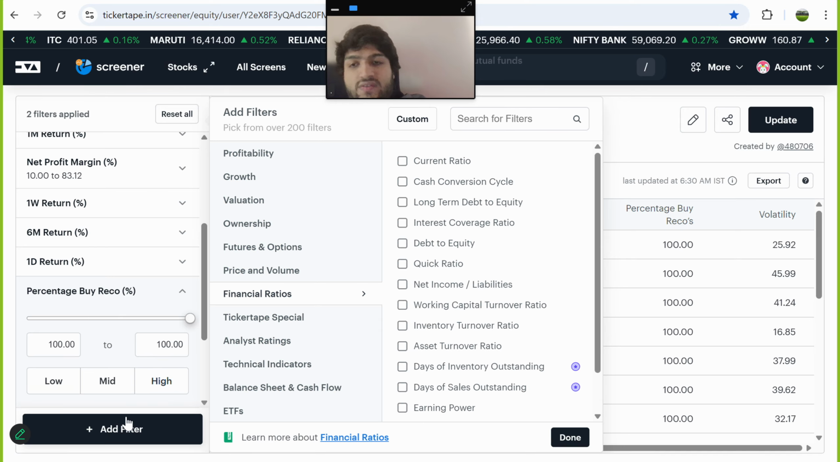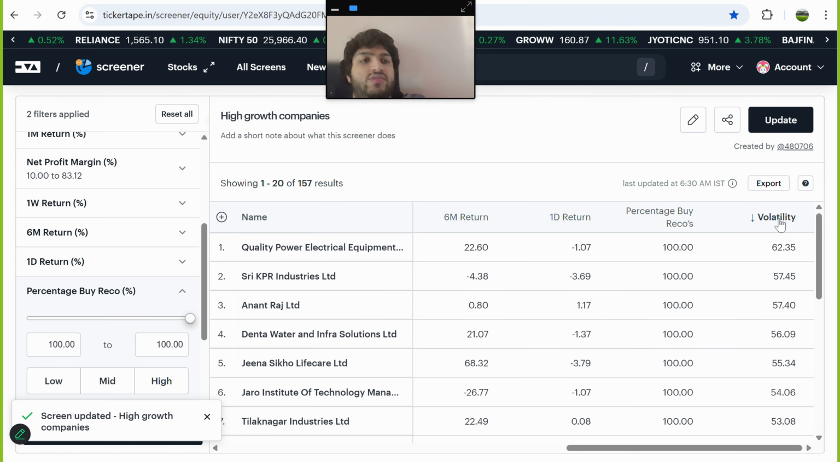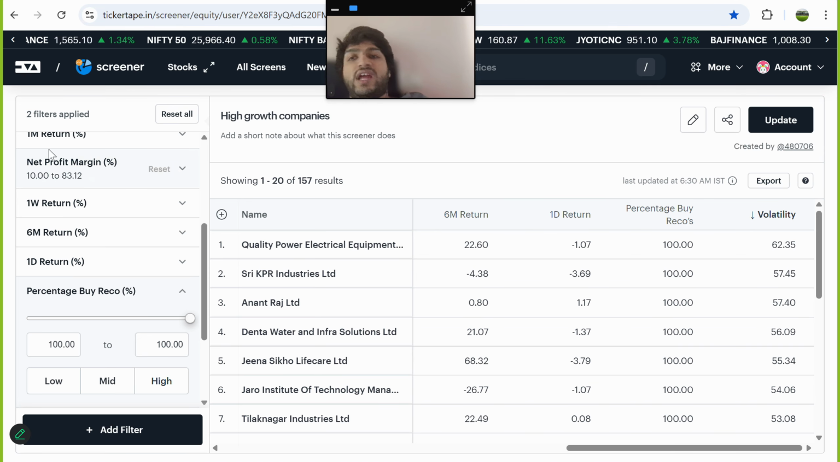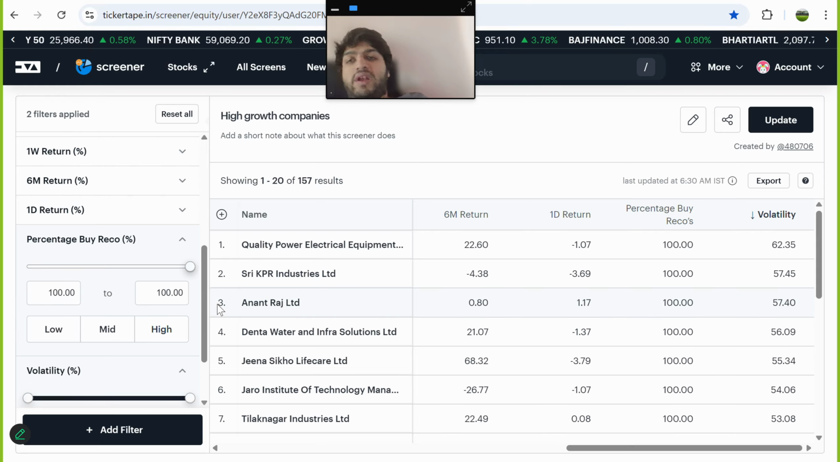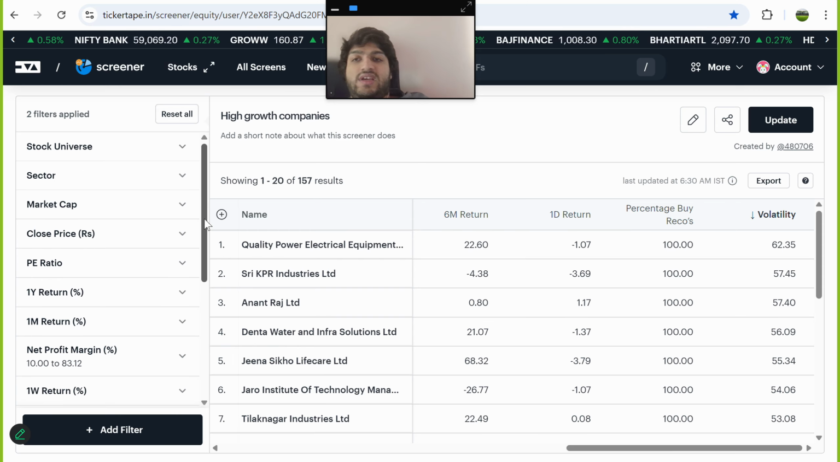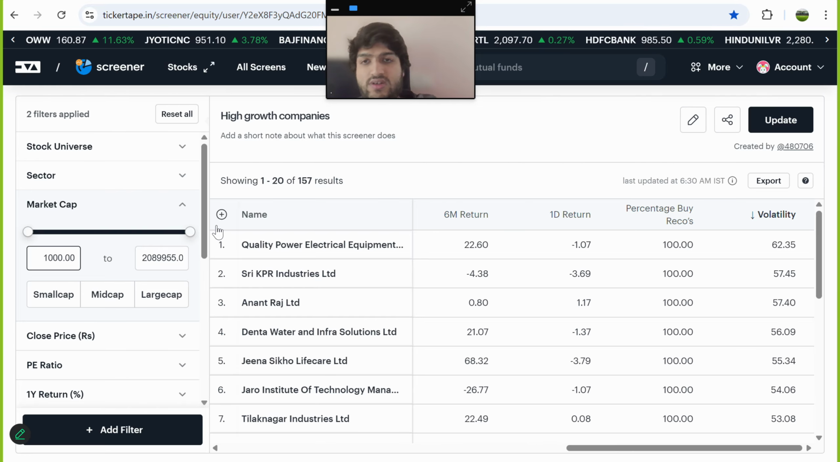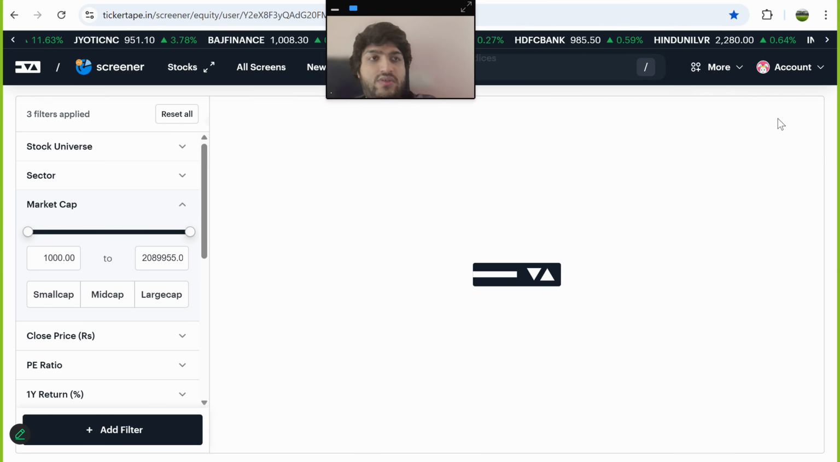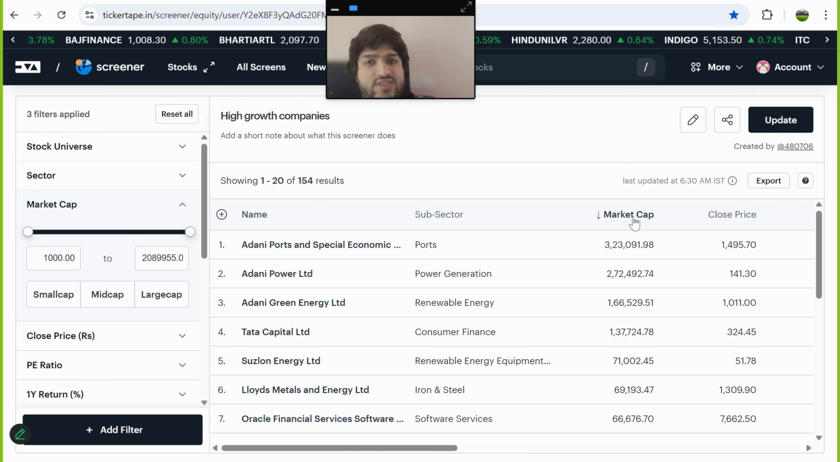Now, if I add the filter here and press update, the volatility gets updated. So, based on my criteria of 10% minimum profit margin, 100% buy recommendation from the Tickertape analyst, and a market cap of minimum 1000 crore, what I get is these companies, around 154 companies.